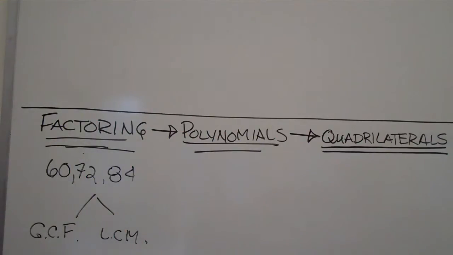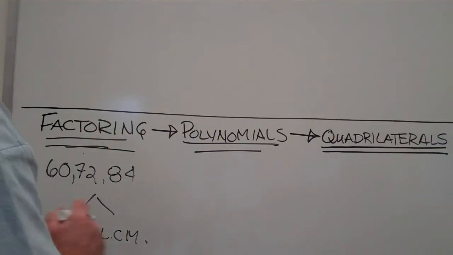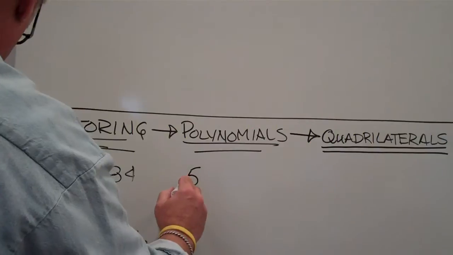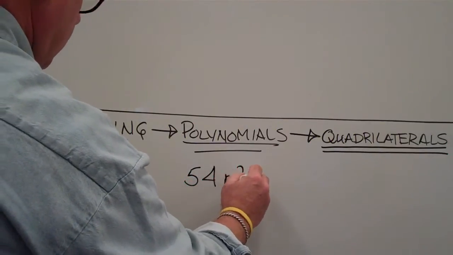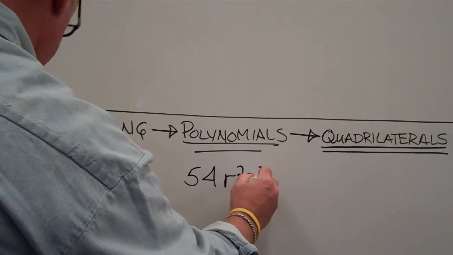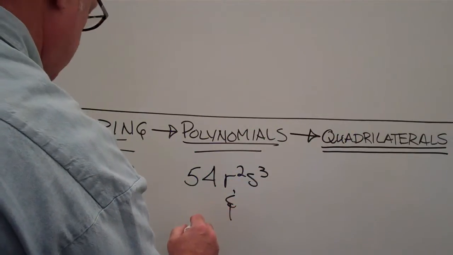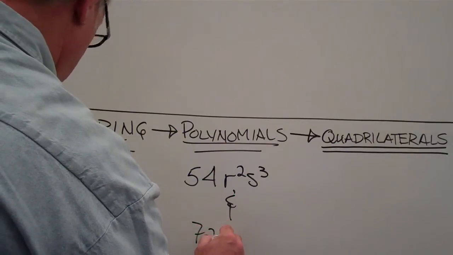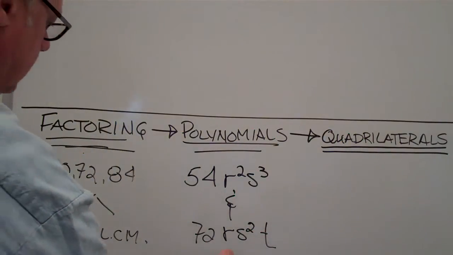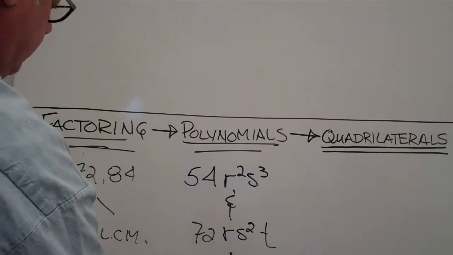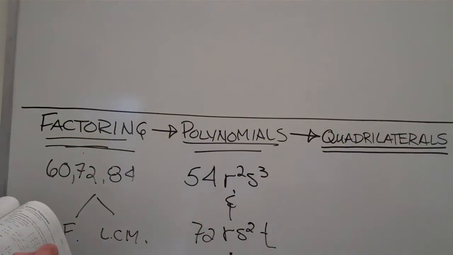Polynomials just makes it a little more confusing by saying, okay, let's find the same thing. Let's find the greatest common factor and the least common multiple if we introduce some coefficients and some variables. So we could have 54 r squared s to the third and 72 r s squared t, and then find the greatest common factor and least common multiple of those.